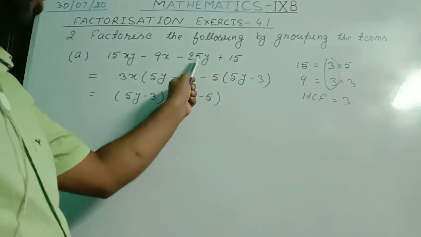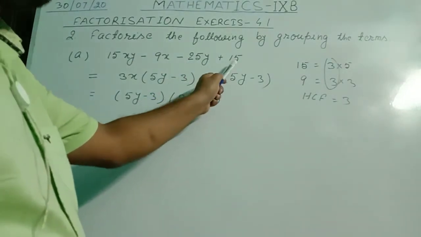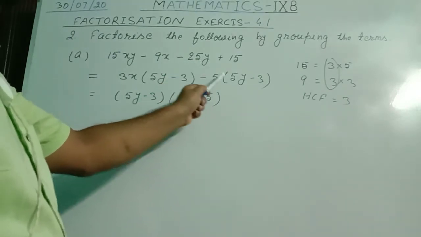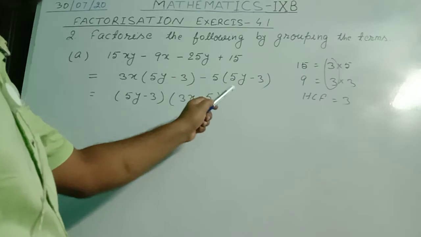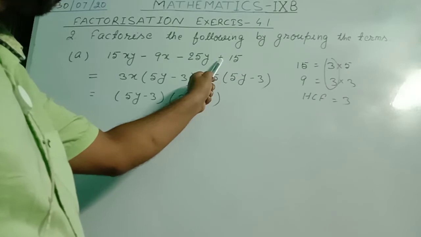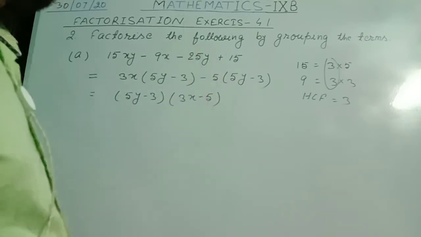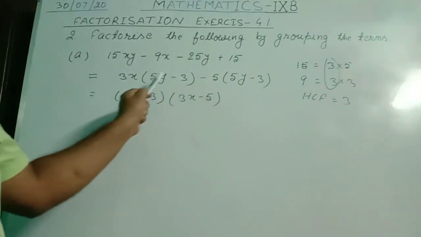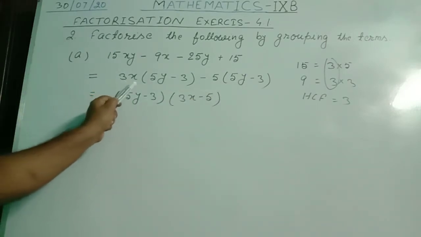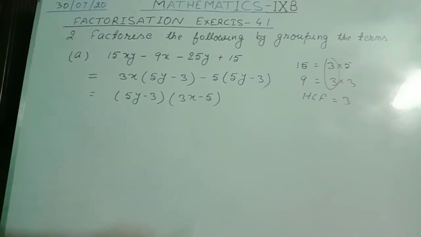From the last two terms, I have taken minus 5 common. The same process: if you find the HCF of 25 and 15, you will get 5. So 5 became common, and in this term 5y is left, because 5 fives are 25y, and here minus 3 is left, because minus times minus gives plus, and 5 threes are 15. Now in these two terms what is common? 5y minus 3 is common. So I wrote at first 5y minus 3, and what is left? 3x minus 5 is left, which I wrote inside the bracket. The answer became (5y minus 3) into (3x minus 5).